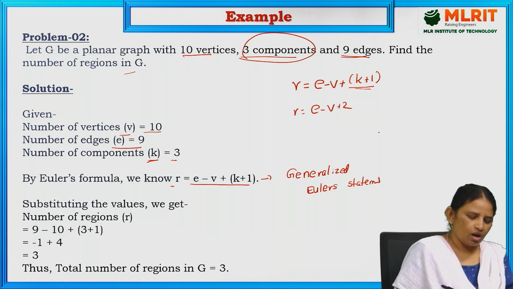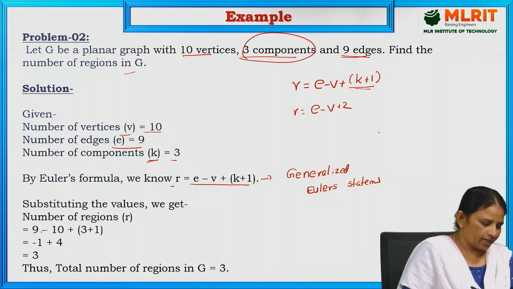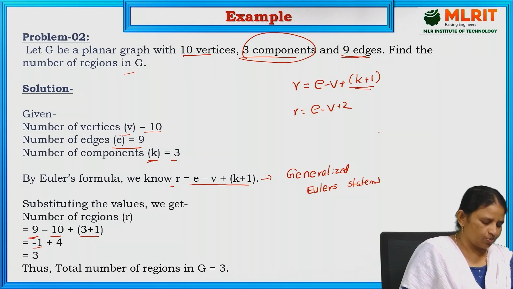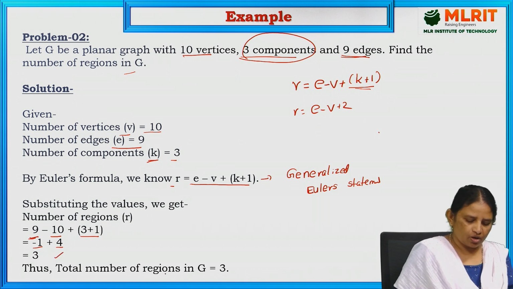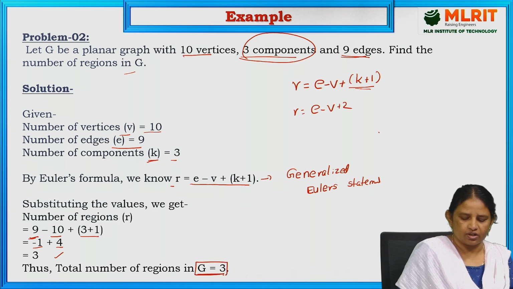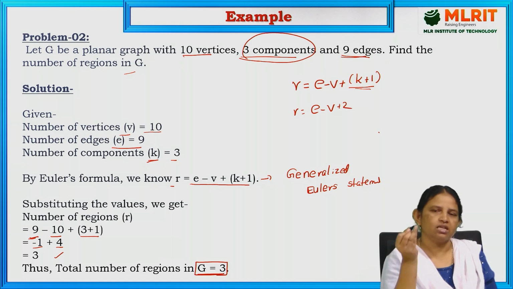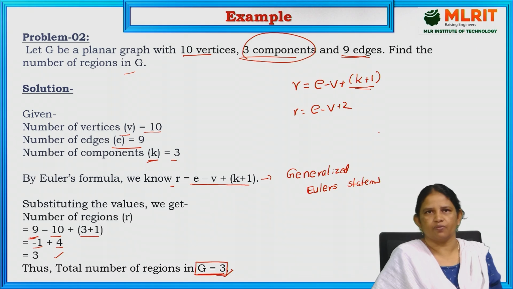According to this formula, we substitute the values of edges, vertices and components to find the number of regions. How many edges? 9. How many vertices? 10. Plus K plus 1, that is the number of components 3, plus 1. 9 minus 10 is minus 1. 3 plus 1 is 4. Plus 4 minus 1 gives 3. The total number of regions in the given graph G is 3. Suppose the graph consists of 9 edges and 10 vertices, then there exist 3 regions in the given graph.